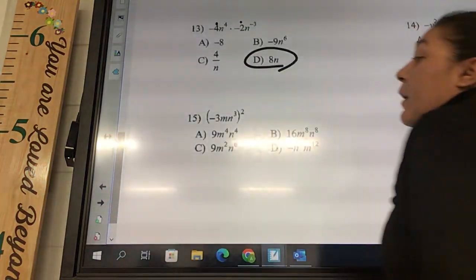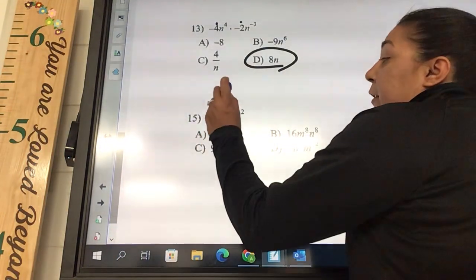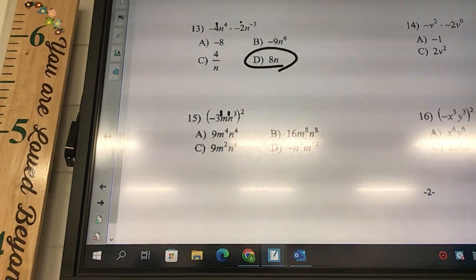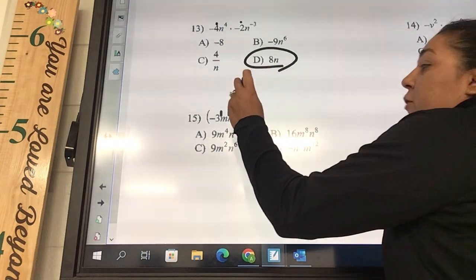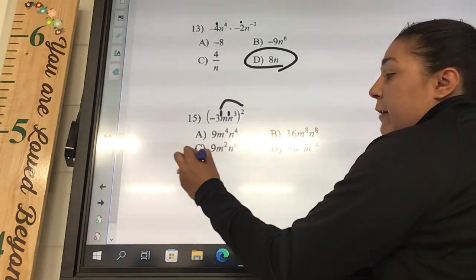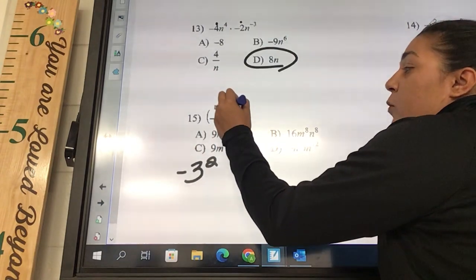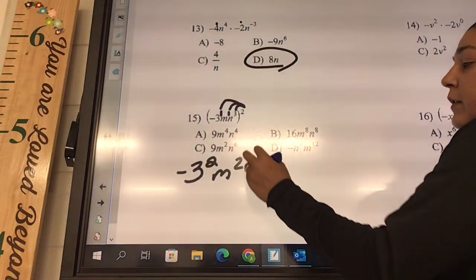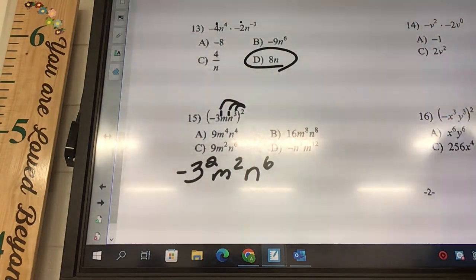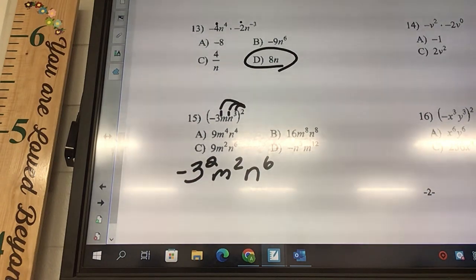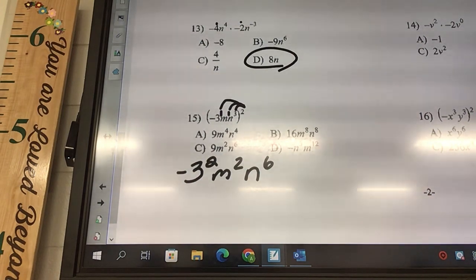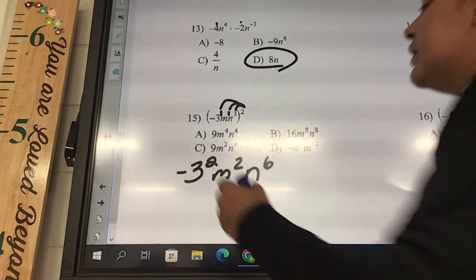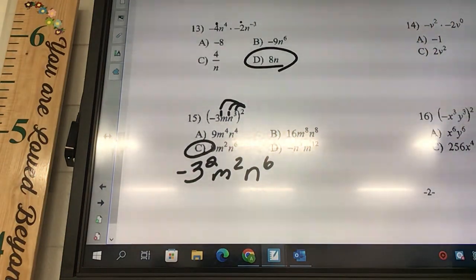You don't have to. Okay, 15. We're gonna fill in the ones. So there's a 1 by that 3 and a 1 by that M. This one you're just gonna have to do a little bit of work. 2 times 1. So we're gonna have negative 3 to the 2. 2 times 1 is 2. And then 3 times 2 is 6. Okay, again, look at your letters first. Which one has an M2 and an N6? C. So without even having to simplify this, we can mark C.